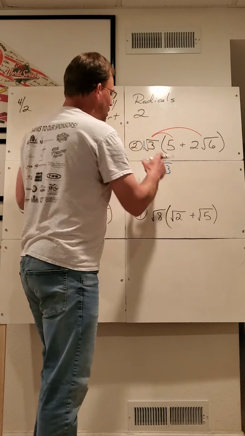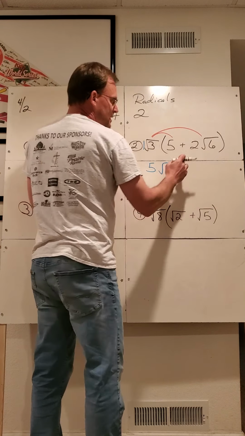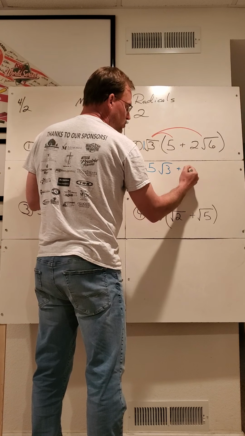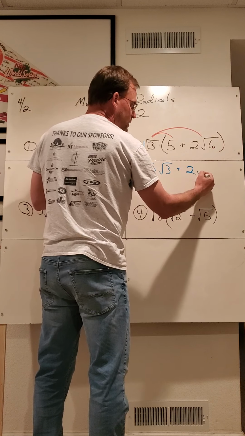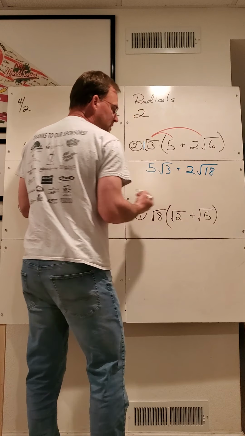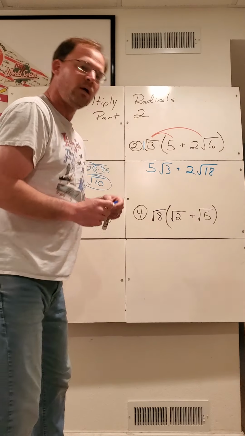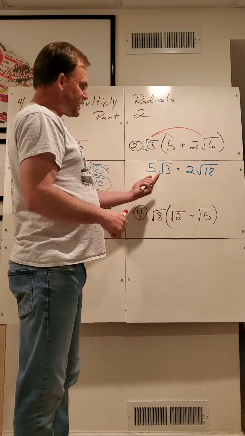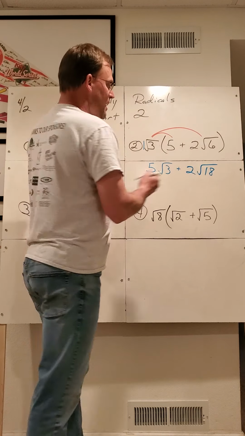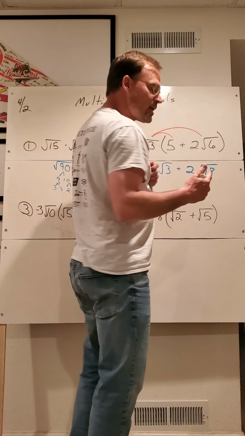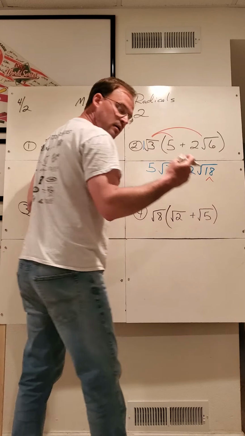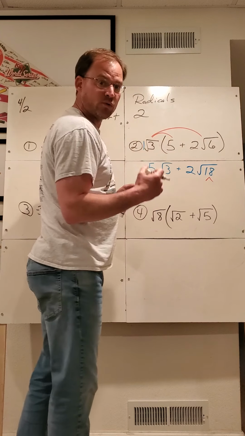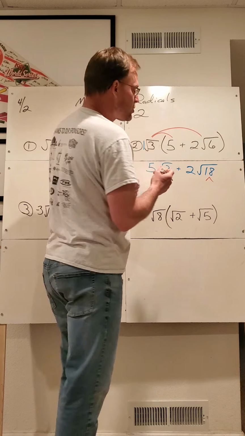All right? Moving on. Outside times outside, inside times inside. 1 times 2 is 2. Root 3 times root 6 is root 18. Now, we try to simplify and break down. Square root of 3, no breaking down there. 18, I'm thinking that one's going to break down. First thing that comes to me with 18 is 2 and 9. You could use 6 and 3. We'll get the same place no matter what.